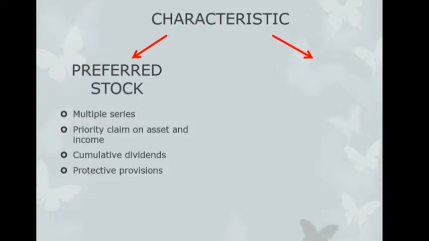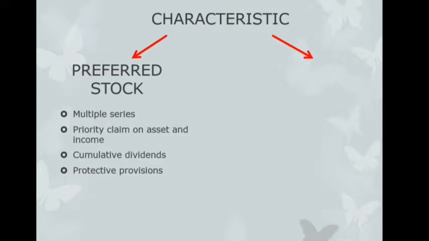Protective provisions generally allow for voting rights in the event of non-payment of dividends, or they restrict the payment of common stock dividends if sinking fund payments are not made, or if the firm is in financial difficulties.